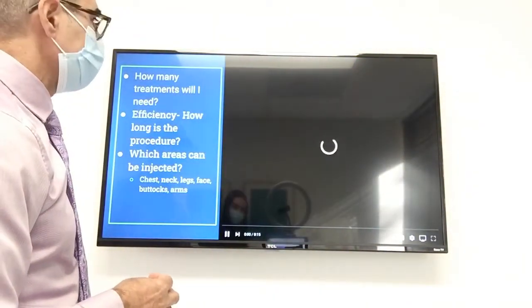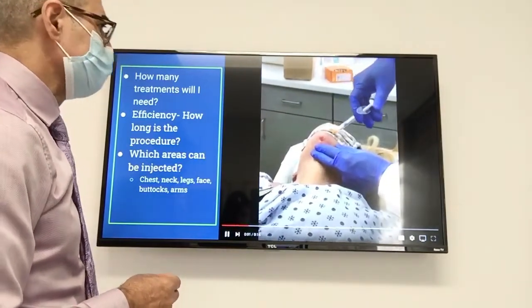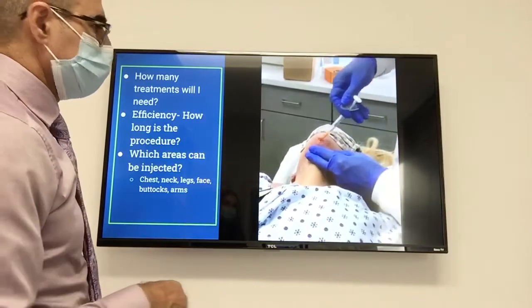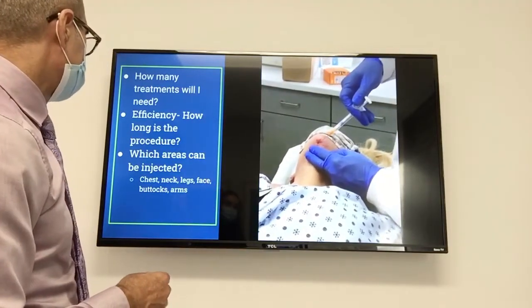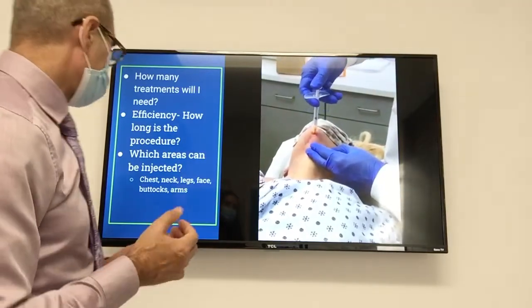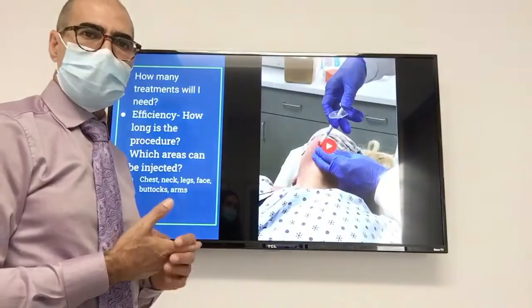The procedure, in her case, took about an hour, both for the chest as well as the neck. But if we just did the neck, it would probably take me 20 to 30 minutes. So which area can be injected? This is a great procedure for the chest, neck, legs, face, buttocks and arms.